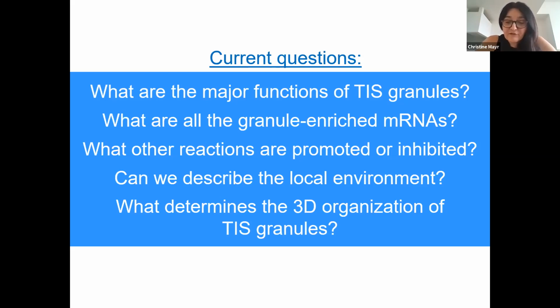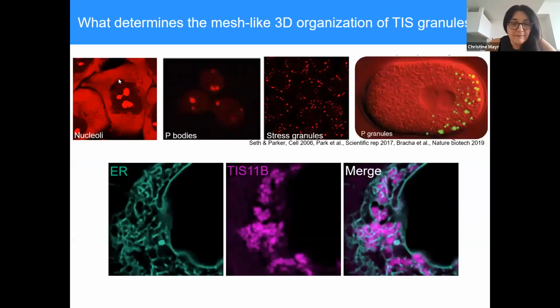And the question that I want to focus the rest of my talk on is at the bottom. TIS granules look very different from most membraneless organelles like RNA granules. We wanted to know what determines the 3D organization of TIS granules. When you look here in the top row, you see that nucleoli, P bodies, stress granules, and P granules are all sphere-like. But TIS granules have this mesh-like morphology that is intertwined with the ER.